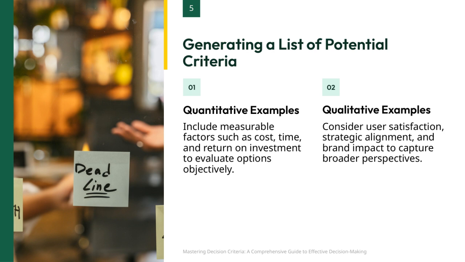Focusing first on the quantitative examples, these involve measurable factors such as cost, time, and return on investment. These help us evaluate different options objectively by relying on concrete data. On the flip side, qualitative examples encourage us to consider broader perspectives. This includes user satisfaction, how well the options align with our overall strategy, and the impact on our brand. These factors, while less tangible, are crucial for understanding the full picture and ensuring we make well-rounded decisions.